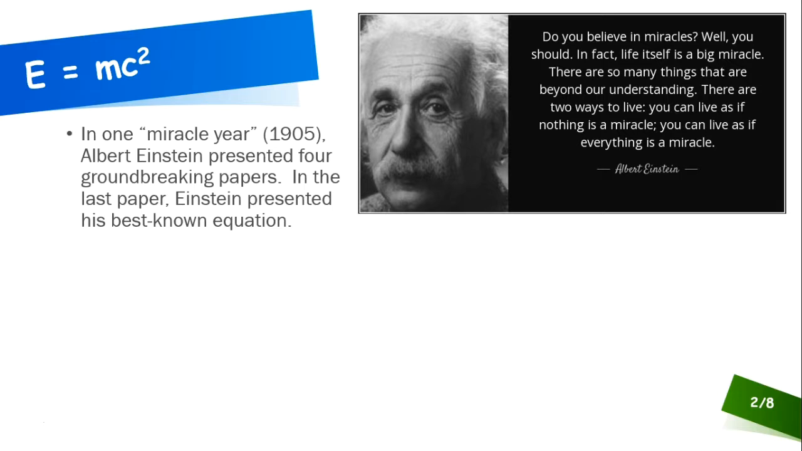This all starts with a guy known as Albert Einstein. In one miracle year, 1905, Einstein published 4 groundbreaking papers, and this really propelled him to superstar status in the world of physics. In the last of those 4 papers, he presented his best known equation. We'll talk about each of those papers in a future lecture, but for right now, we're just going to focus on that last one, where he presents his most famous equation, which is E equals mc squared.